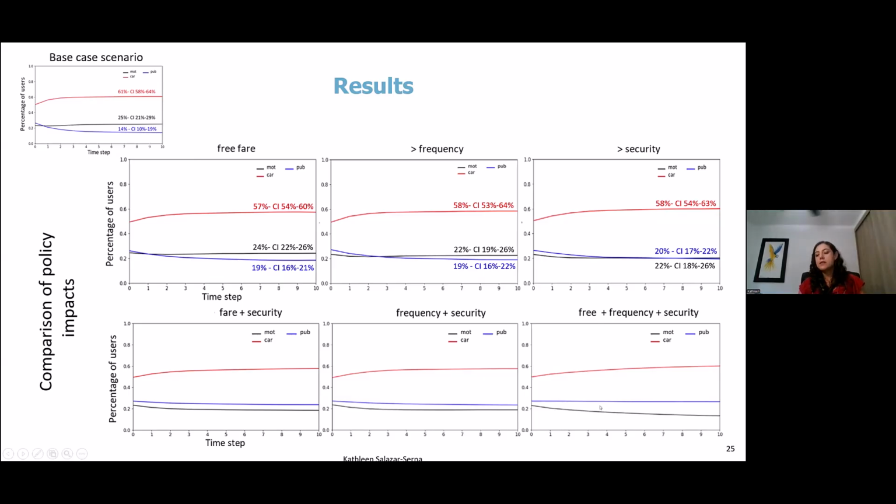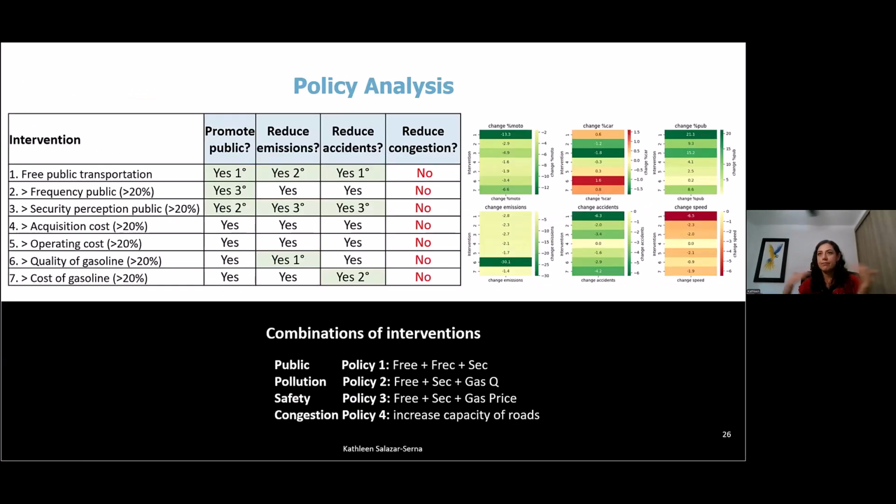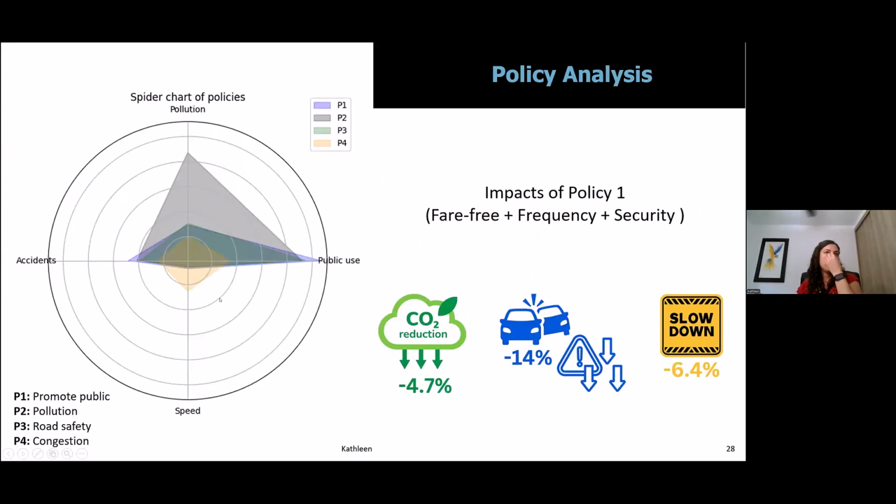And after this, we analyzed different combinations and defined 4 policies. So we wanted to see which of these interventions were contributing to promote public transit use or reduce emissions or accidents or congestion. Then we selected those 3 that were having higher impacts. And here we have the summary of these policies.